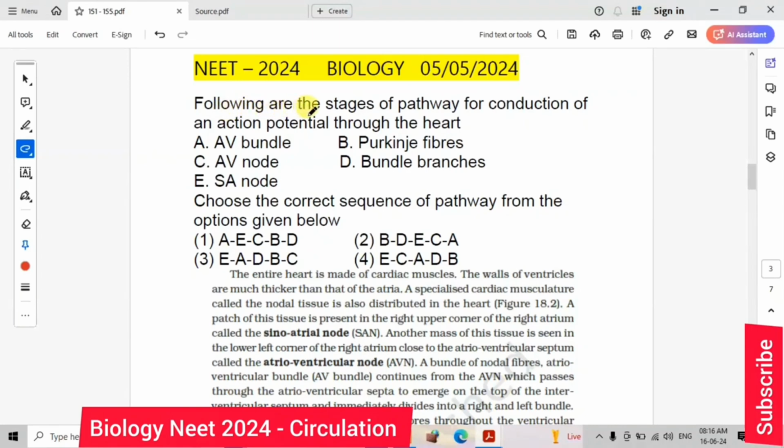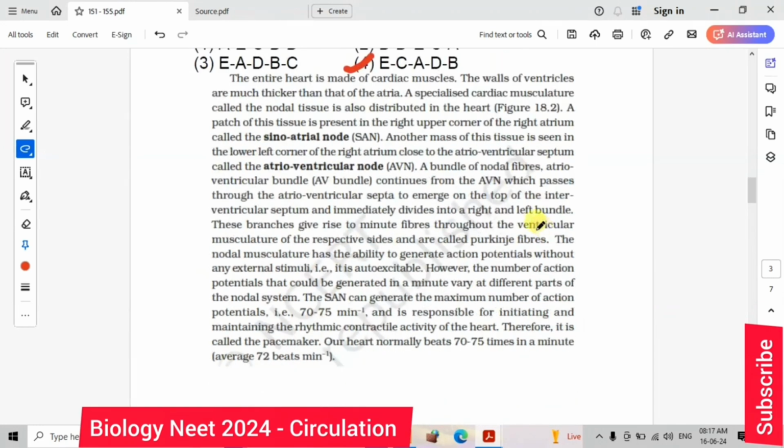Following are the stages of the pathway for the conduction of an action potential through the heart. A. AV bundle. B. Purkinje fibers. C. AV node. D. Bundle branches. E. SA node. Choose the correct sequence of the pathway from the following options given below. And it is option number 4. E, C, A, D, B is the correct one. Here are the NCERT lines from the chapter known as circulation.